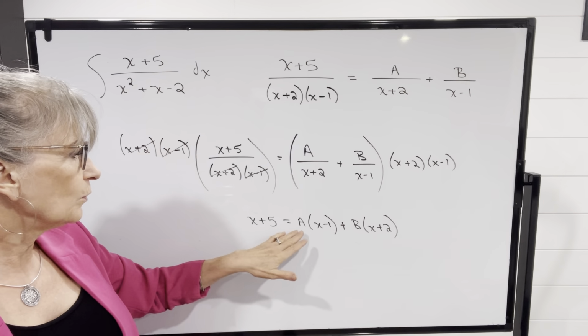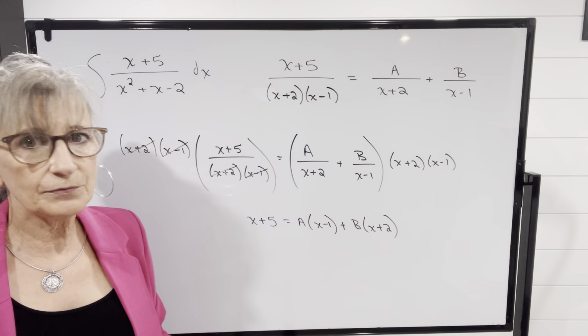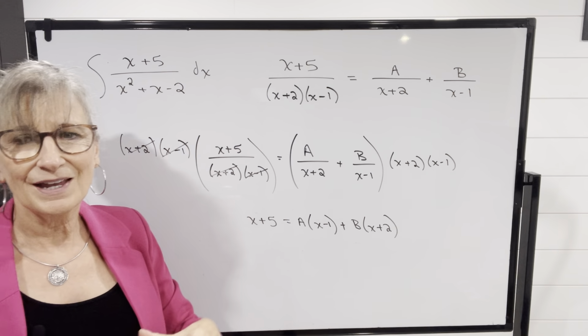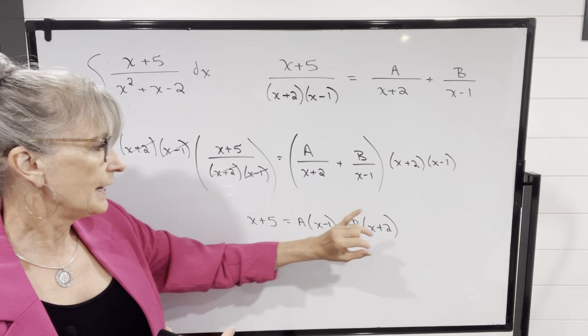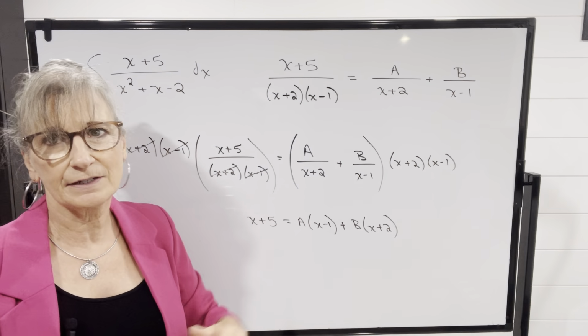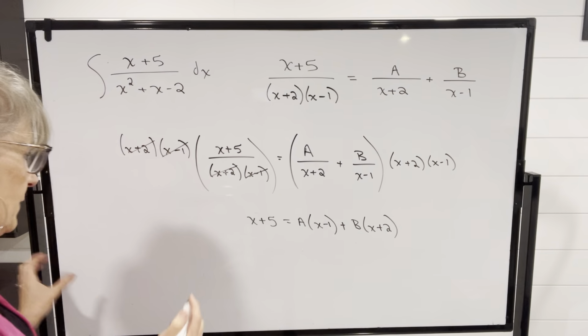My goal is to find a and b, and there's a couple of different ways that I can do it. I think the easiest way is to choose values of x that make this 0, and then to choose a value of x that makes that 0. I'll show you what I mean.